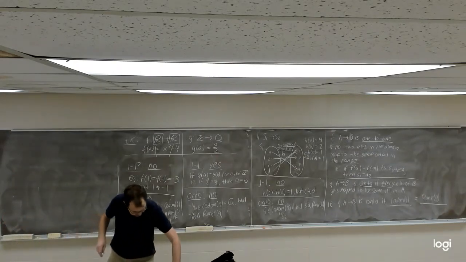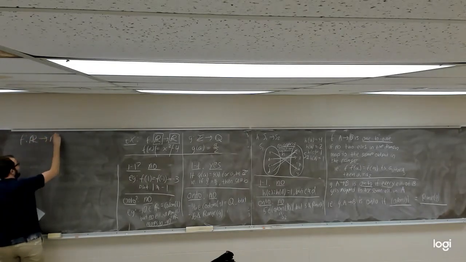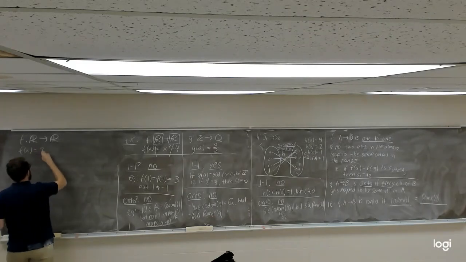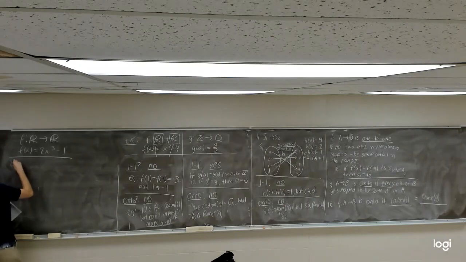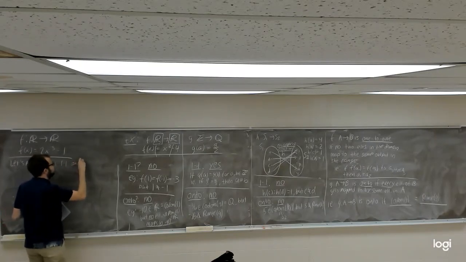So we have a function f. It's going to go from R to R. It's going to be the function f of x equals 2x cubed minus 1. And what we're going to do is prove f is one-to-one and onto.